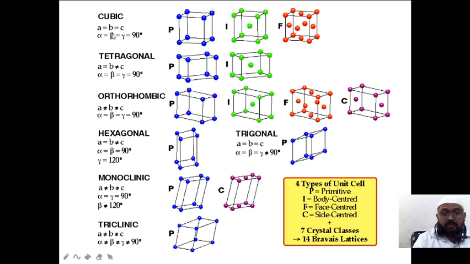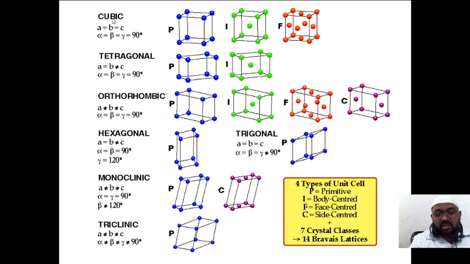You see this A, B, C, alpha, beta, gamma together are known as lattice parameters. A, B, C are constants, alpha, beta, gamma are interfacial angles. So if these parameters satisfy this condition, then we can say this particular unit cell comes under the category of cubic.